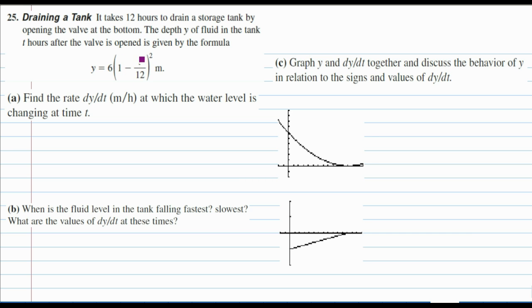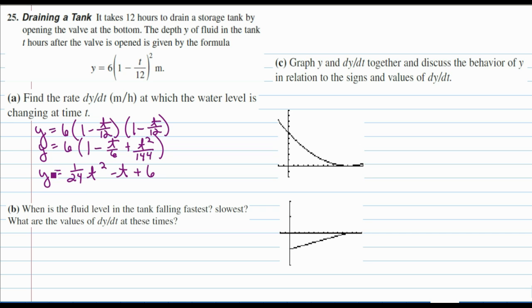A square around these parentheses means y is really 6 times (1 minus t over 12) times (1 minus t over 12) again. So if I multiply all that out first, then I can just use the power rule. Now that I've got y as a function of t, I can use the power rule because I have a basic variable t to an exponent with a coefficient.